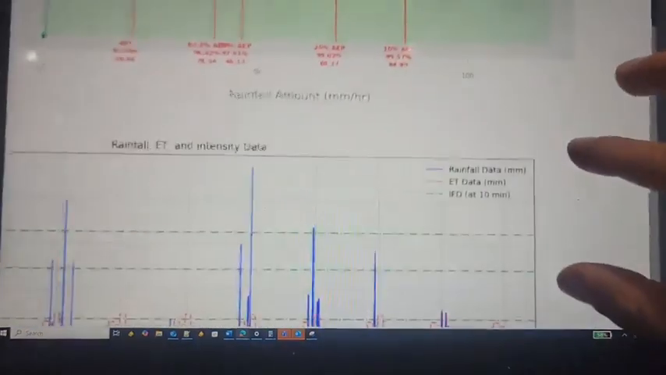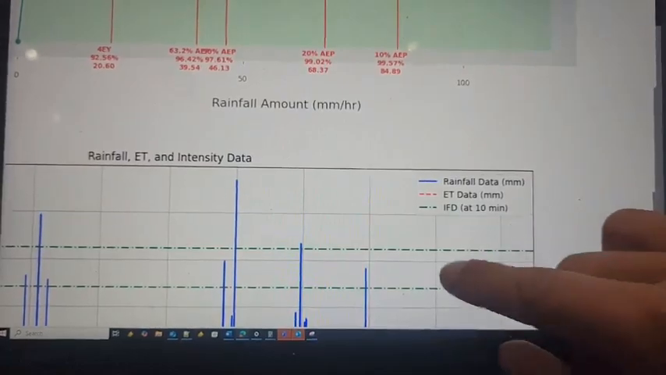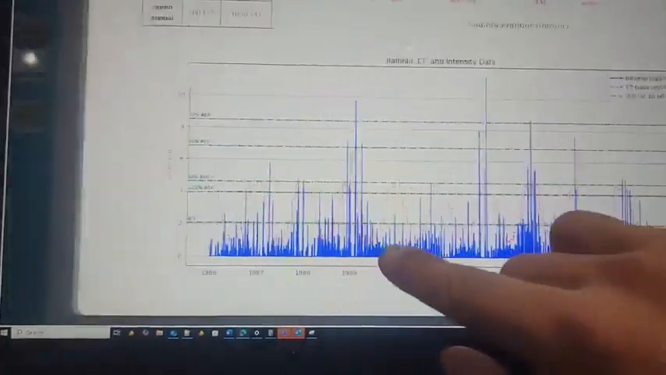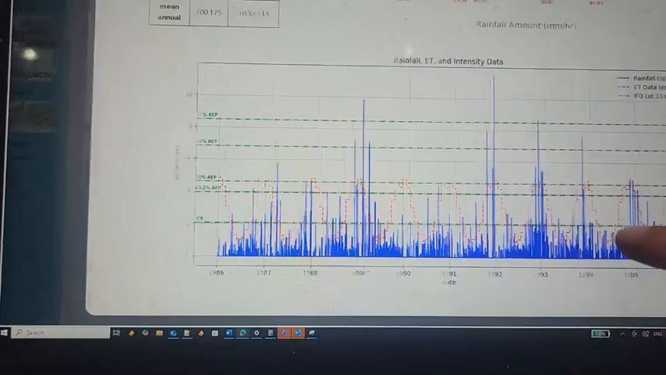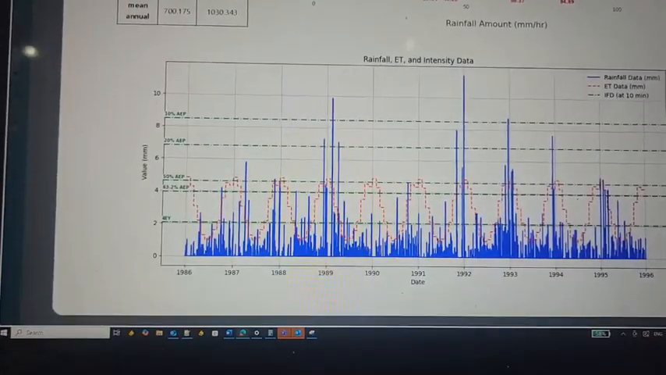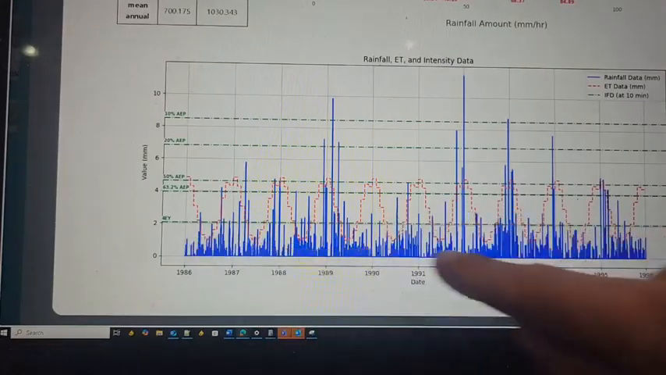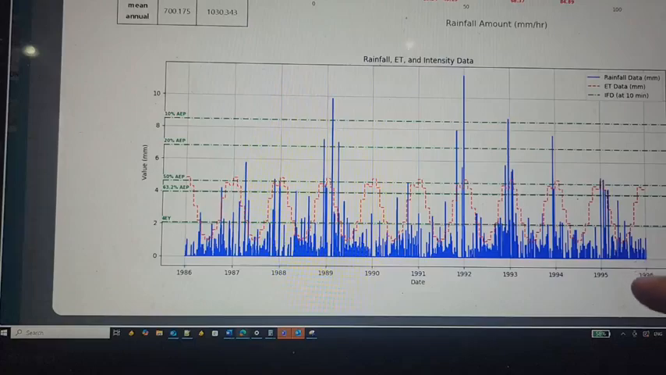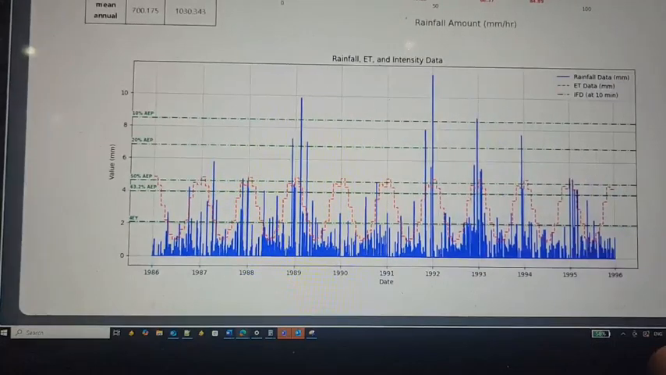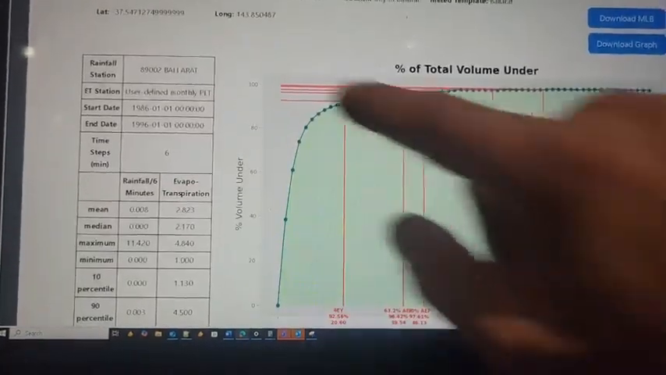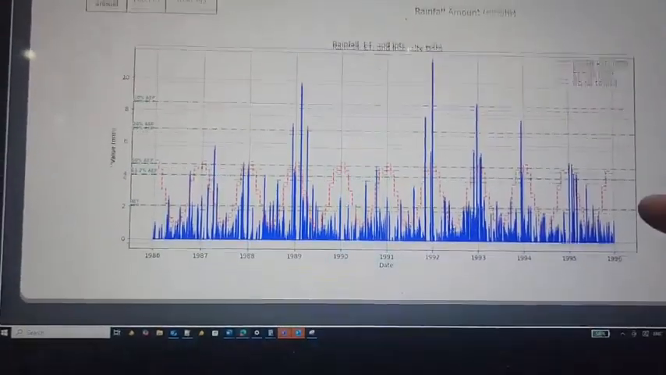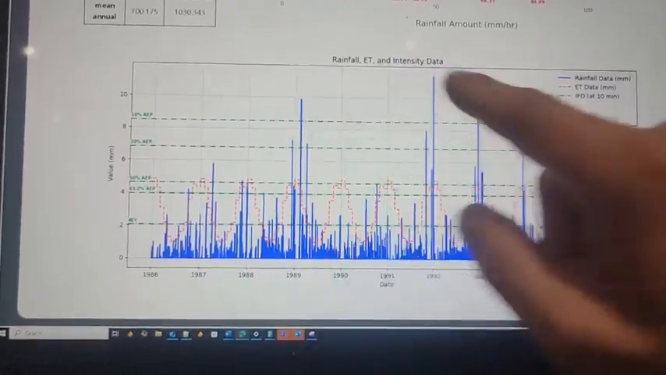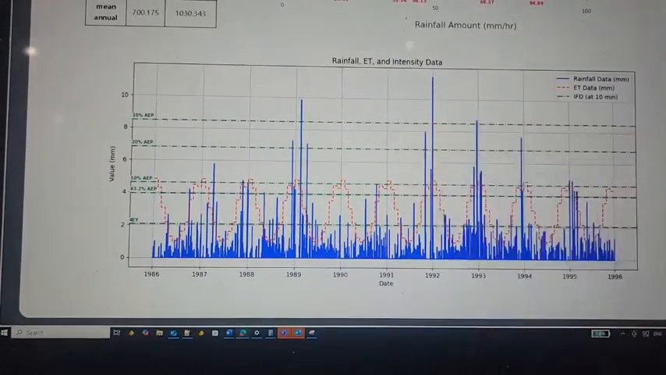And what do you see here? You see IFD data at 10 minutes. So what does that tell you? It tells you that if you look at the rainfall for the 1 in 3 months, according to IFD data, all this rainfall in continuous modeling will be under it. And this is very interesting because we have 10 years worth of data in Ballarat right here, and you see that there are only 2 instances when the rainfall is higher.